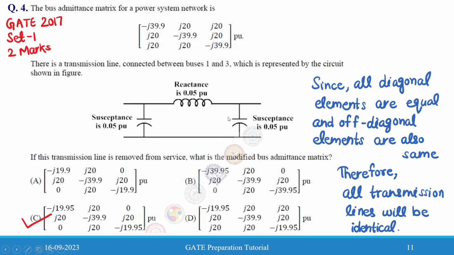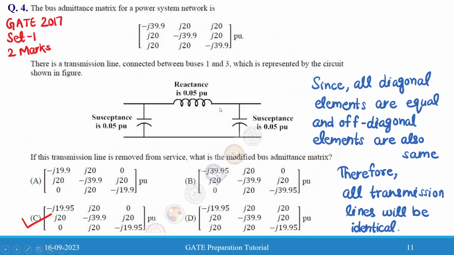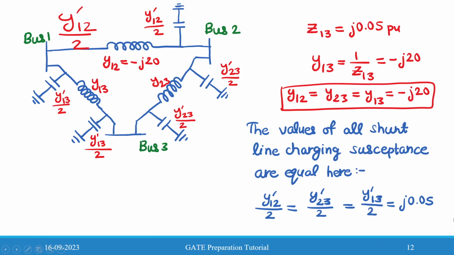So I have made this from the values given for lines 1 and 3. We will make similar ones for lines 1, 2 and 2, 3. We are given Z13 as j0.05 per unit, so you can find the admittance, which will come as minus j20. Similarly, all off diagonal elements are equal. Now, the line shunt charging susceptances are also equal here, so it will come as j0.05, from the diagonal elements, because the diagonal is given as minus j13.9. So we can find these values.